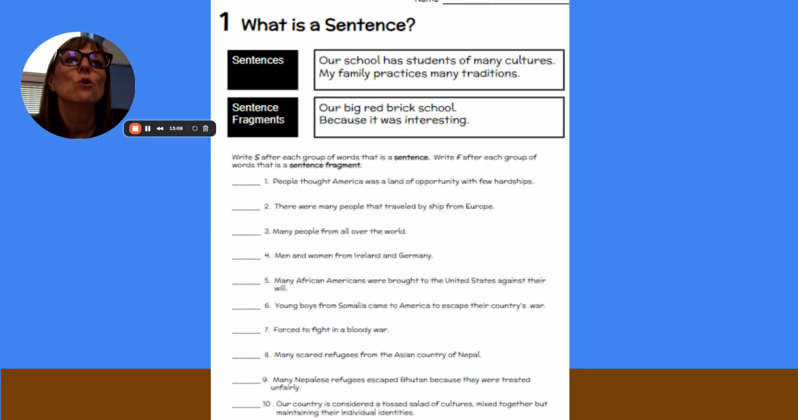Table leader, you will stop the video now and you will complete the worksheet together. After you are finished, you will turn the video back on and correct the worksheets together. Okay, pause the video now. Welcome back. You should have finished this worksheet together as a group. And now we're going on to the next slide, which is the answer key.